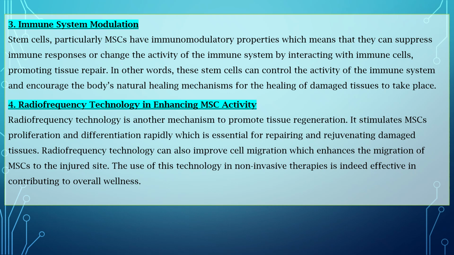The next one is immune system modulation. Mesenchymal stem cells possess strong immunomodulatory properties. They interact with immune cells like T cells, B cells, and macrophages, and they suppress the excessive inflammatory response. They also have the ability to shift immune activity from pro-inflammatory to anti-inflammatory. This becomes very important in the process of repair during regenerative medicine, as they reduce chronic inflammation, prevent further tissue damage, and create a favorable microenvironment for healing. This promotes the body's natural regenerative process.